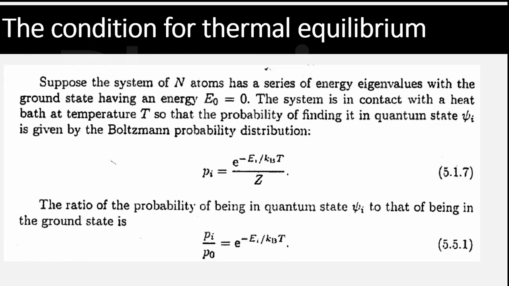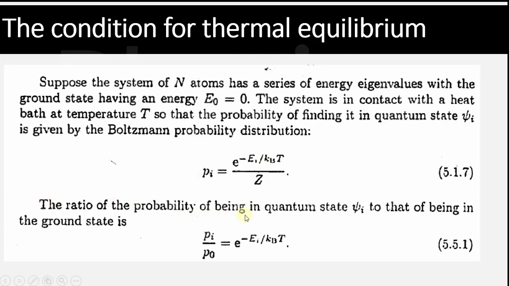To explain the conditions for thermal equilibrium, we suppose that the system of n atoms has a series of energy eigenvalues, with the ground state having energy E0. E0 shows the ground state energy, which is 0 because the particles are at rest. The system is in contact with a heat bath at temperature T, so that the probability of finding it in quantum state psi i, where psi is the wave function, is given by the Boltzmann probability distribution. For this we use the partition function Z, which gives us the probability distribution.